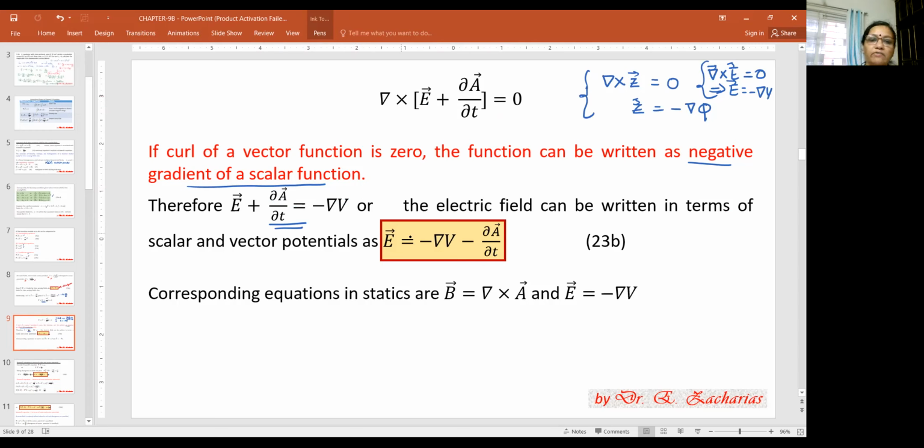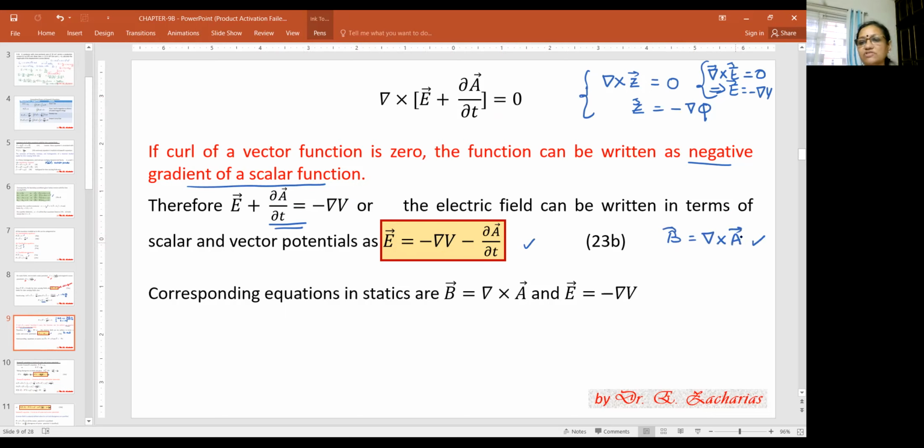Or we can now get an expression for E. E is equal to minus del V minus dou A by dou T. Okay, so what did we have? B equal to del cross A was one equation. The other equation we have is E equal to minus del V minus dou A by dou T.